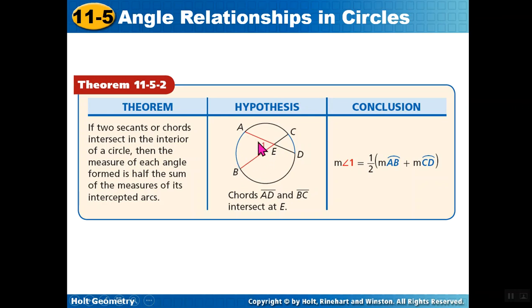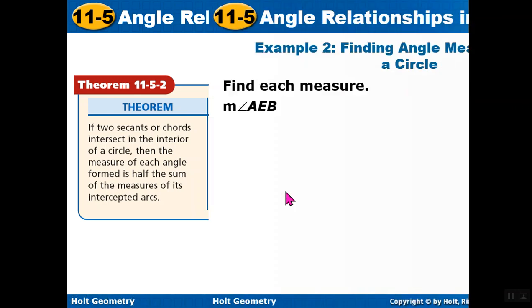To find the angle measure here, we add this arc and this arc, then divide the answer by 2. 60 plus 120 is 180, divided by 2, so it will be 90. This is a rough example, of course, but this is the idea. To find the angle measure inside the circle, we add the behind arc and the front arc, then divide the answer by 2. Let's see an example of this.